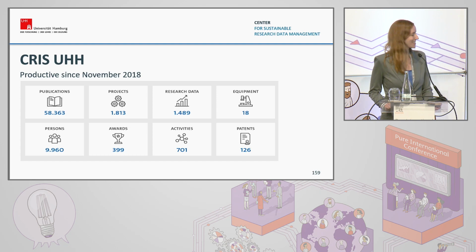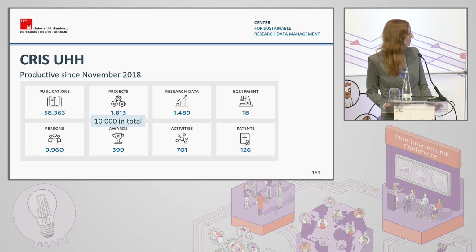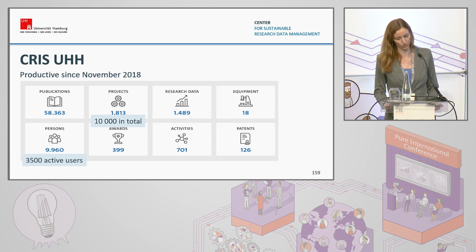Okay. So starting with a quick overview of our CRIS at the Universität Hamburg. We're productive since November 2018. By now we have around 58,000 publications in there, 2,000 running projects out of 10,000 in total, and 10,000 internal persons, containing 3,500 active users.